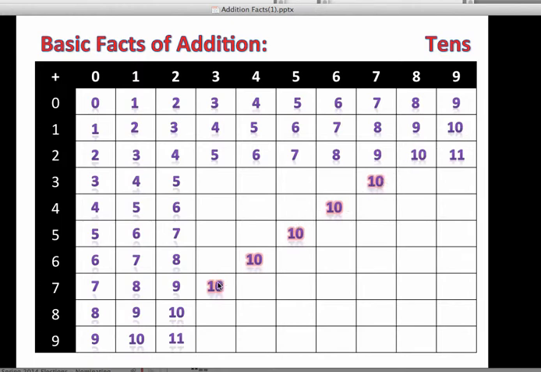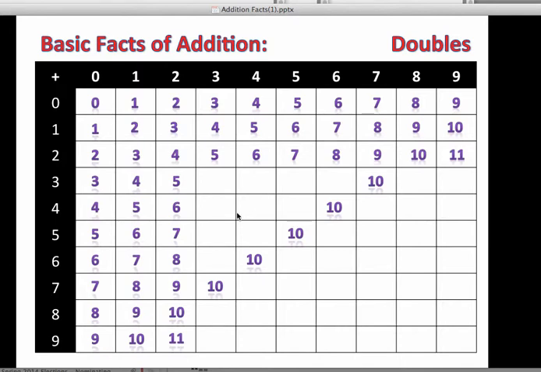These 5 include 3 plus 7, 4 plus 6, 5 plus 5, 6 plus 4, and 7 plus 3. A little harder to learn, but if you think about the basic facts that you know off the top of your head, those ones that add up to 10 are pretty easy to do, pretty easy to remember.